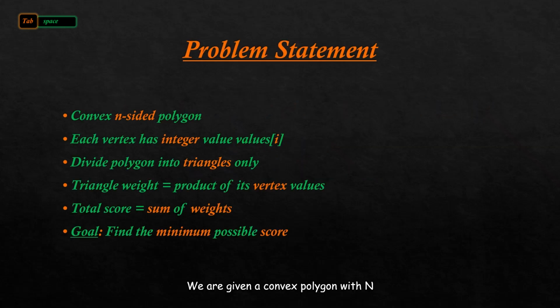We are given a convex polygon with n vertices, each vertex holding an integer value. Our task is to divide this polygon into triangles only. Every triangle has a weight, which is the product of the three vertex values that define it. The overall score is the sum of all these triangle weights, and our ultimate goal is to find the minimum possible score across all valid triangulations.